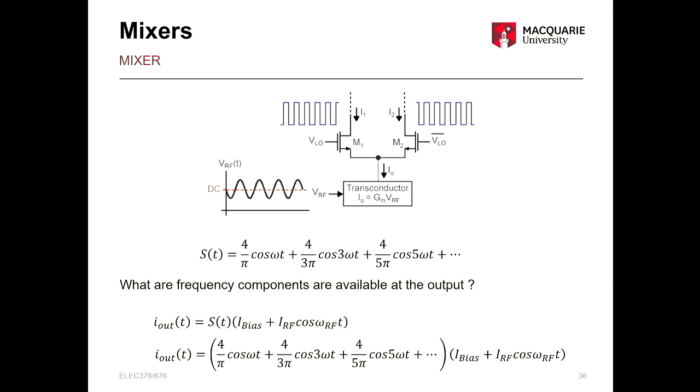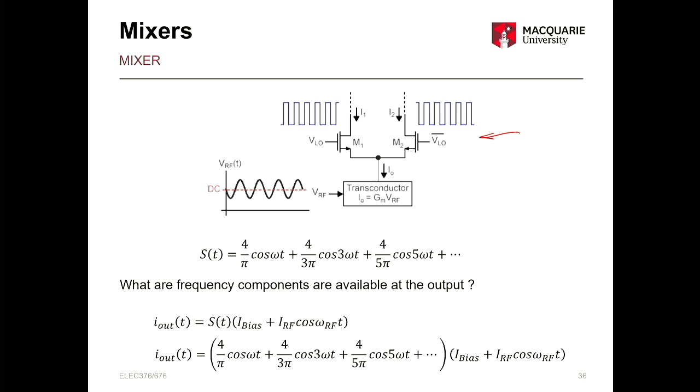So another question can be, so you have this kind of a circuit where you have a differential pair and you give the LO frequency on one end and the complement of the LO, or the 180 degree phase shifted LO, on the other MOSFET M2, and the RF is given at the gate of the third MOSFET. So find the frequency components available.